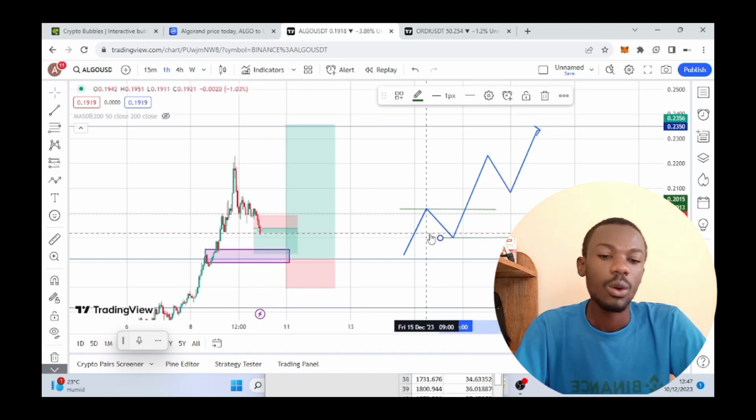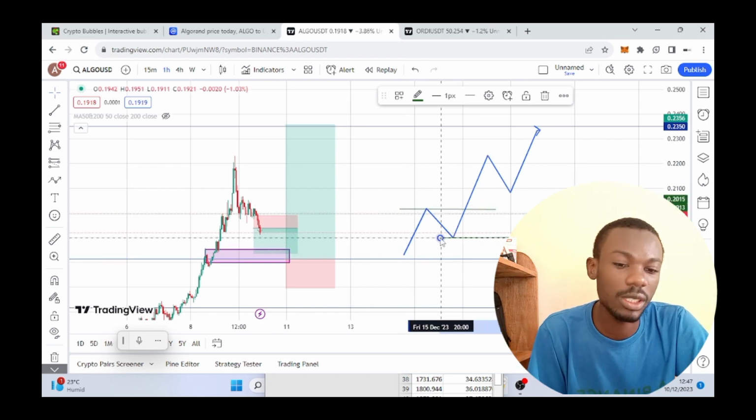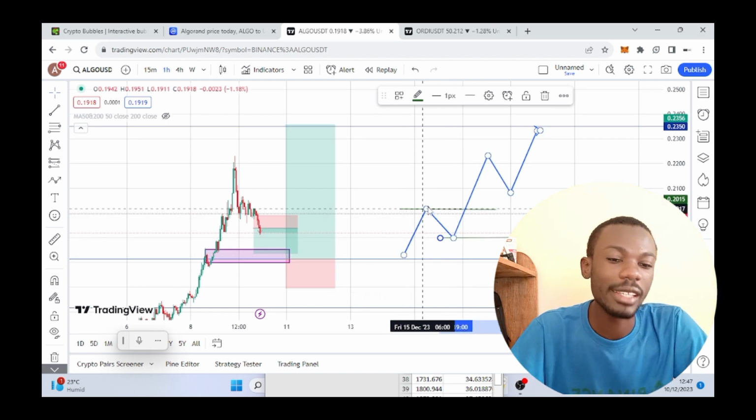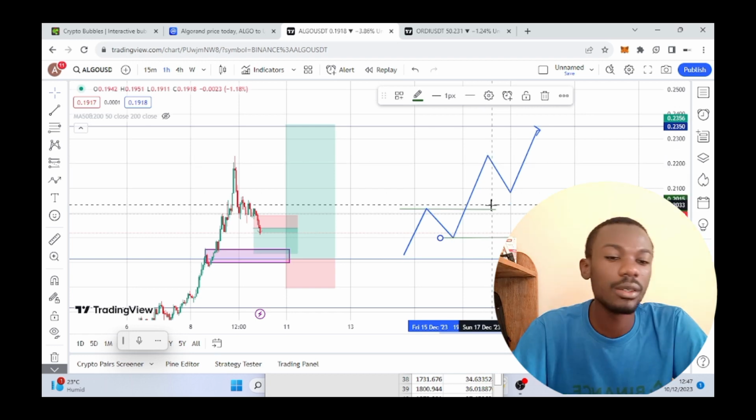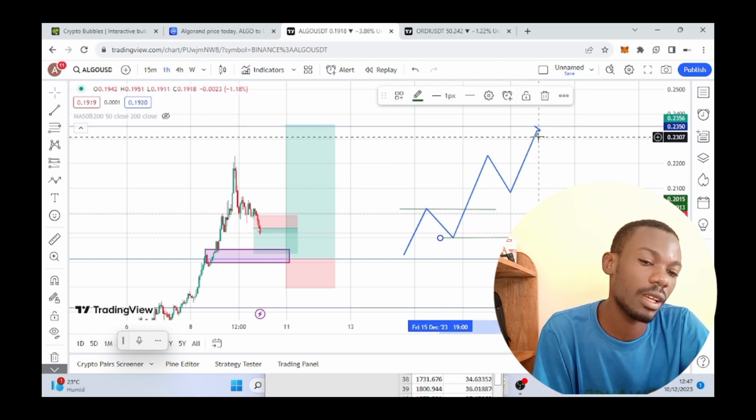So basically, this is my resistance here, and now it has created my new support. My support was down here, but right now this is my new support. So I see a breakout over here. When I see a breakout over here, I know that it is going to pull back. Now I wait for the pullback to enter to capture that fifth wave.